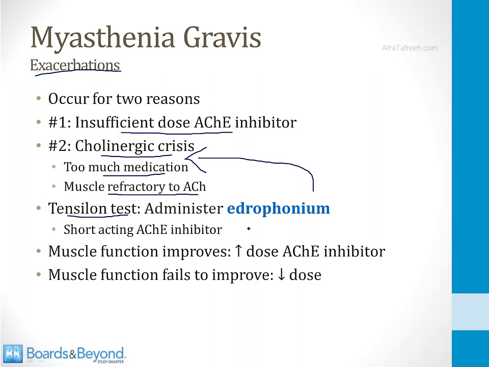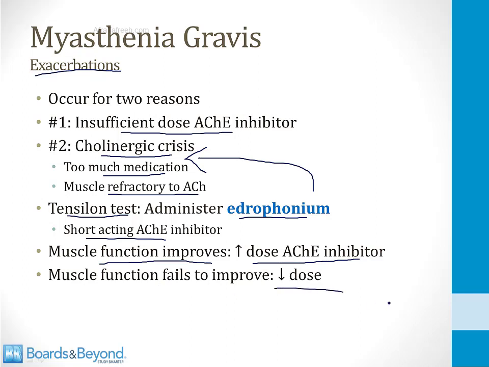Tensilon is the trade name for edrophonium, an acetylcholinesterase inhibitor, and edrophonium is short-acting, so you can administer it at the bedside and it will quickly boost the levels of acetylcholine in the synaptic cleft. If muscle function improves, this means that the patient needs a higher dose of their acetylcholinesterase inhibitor that they take chronically. However, if muscle function does not improve, it means that they are in a cholinergic crisis and you need to lower the dose.